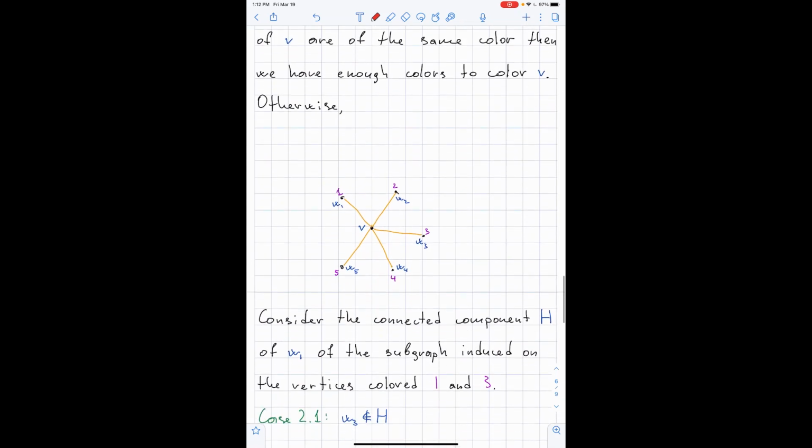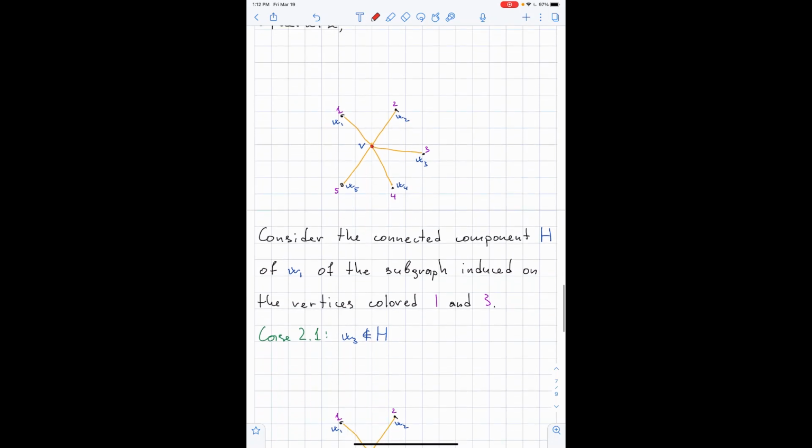Otherwise, we have exactly this picture. We have our vertex V. Over here we have 5 neighbors, W1, W2, W3, W4, and W5, and they're all colored in different colors. Let's say that W1 is colored in the first color, W2 in the second, W3 in third, W4 in fourth, and W5 in the 5th color. Now we have to do something more clever, because right now we cannot color V in any of the 5 colors. So we have to be smarter about this in some way.